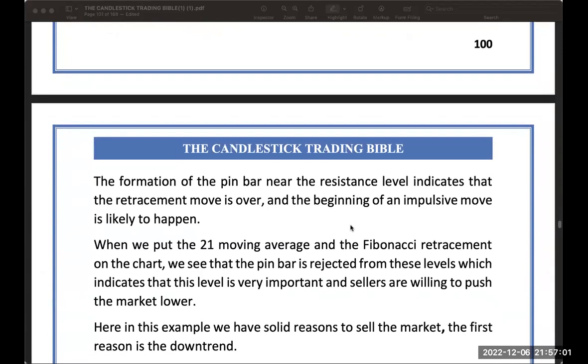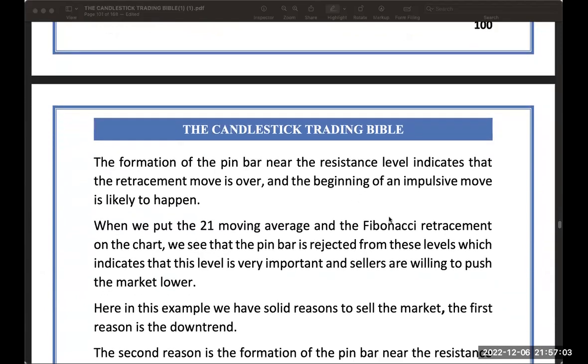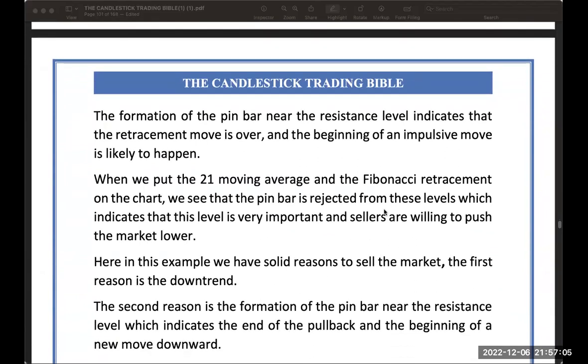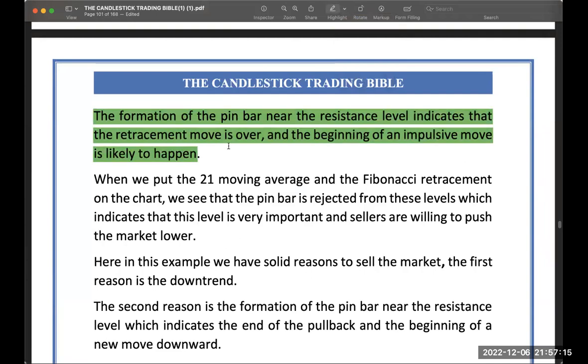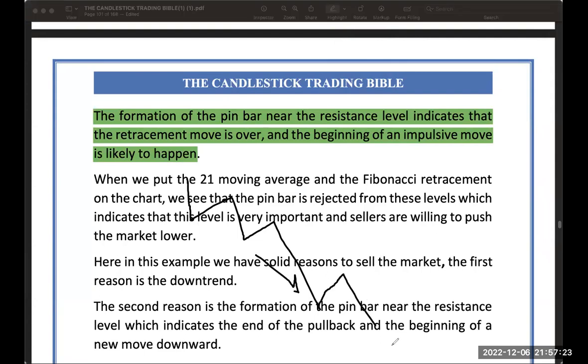The formation of the pin bar near the resistance level indicates that the retracement move is over and the beginning of an impulsive move is likely to happen. So when we're trading again, the main thing is we want to catch the impulsive moves. The impulsive moves are the bigger moves. Like when your price is moving in a downtrend, for example, these moves going down, these are your impulsive moves. Price retraces, then gives you an impulsive move. So you want to catch the bigger parts of the moves as the price is going down.